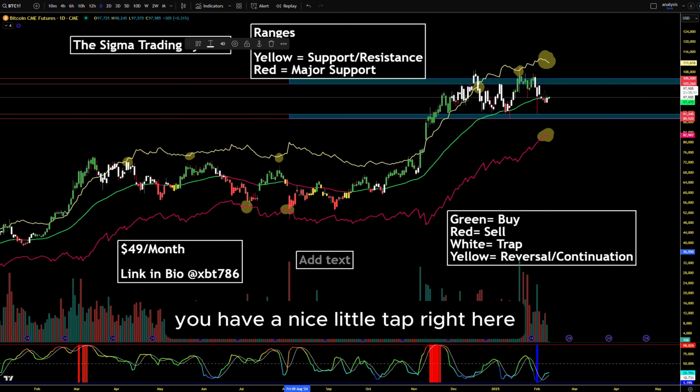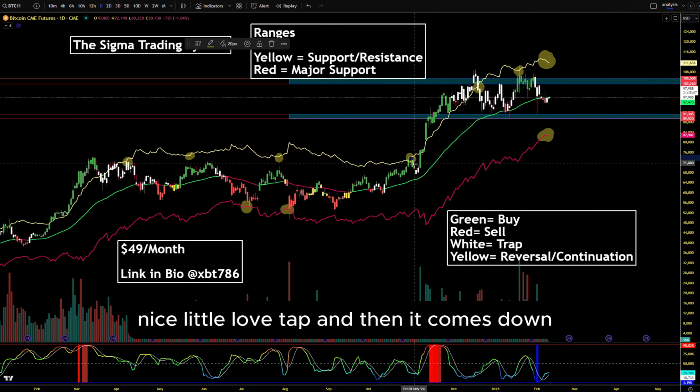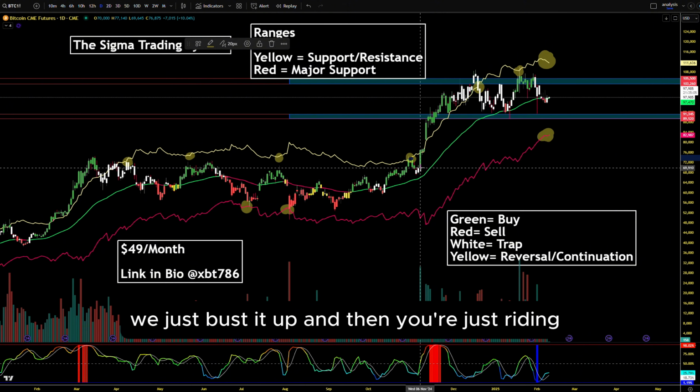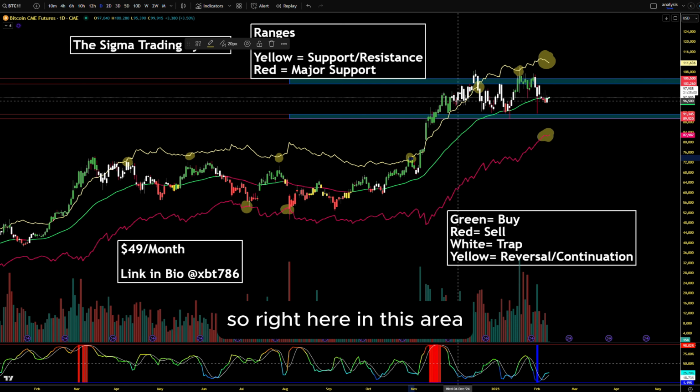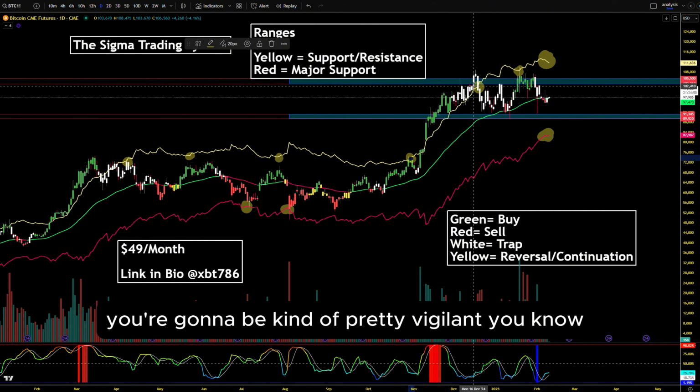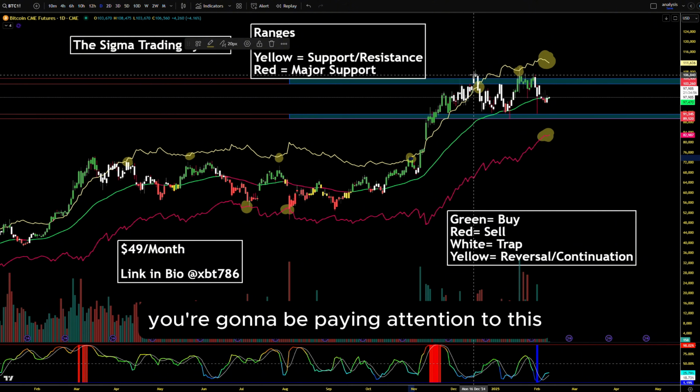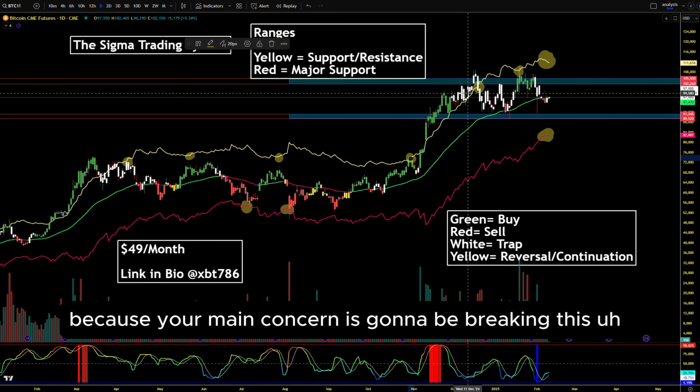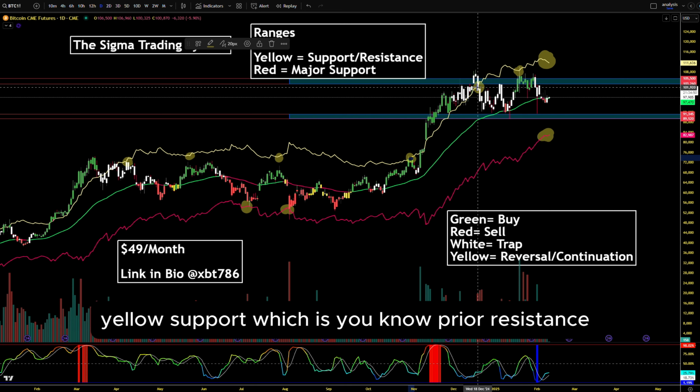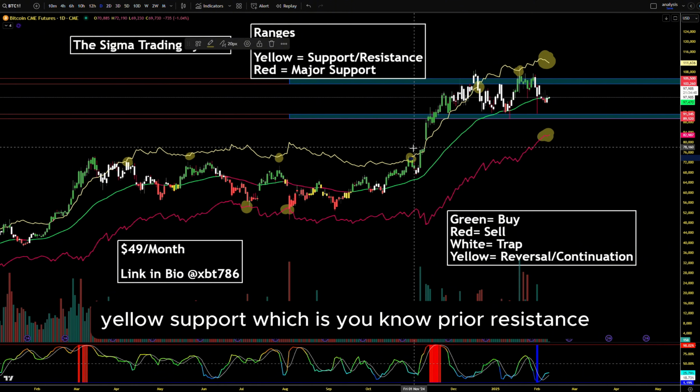Another thing right here, you have a nice little tap right here, nice little love tap, and then it comes down, and then as soon as the candle turns green, we just bust it up, and then you're just riding this all the way to the top. So right here in this area, you're going to be kind of pretty vigilant. You know, you're going to be paying attention to this and seeing what's going on because your main concern is going to be breaking this yellow support, which is prior resistance.